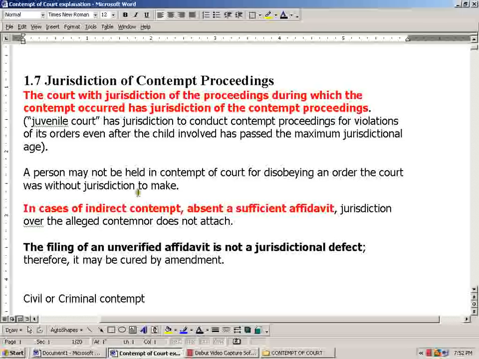In case of indirect contempt, absent a sufficient affidavit, jurisdiction over the alleged contemptor does not attach. And this is the important one. In cases of indirect contempt, absent a sufficient affidavit, which means you put in an affidavit about the contempt, then jurisdiction over the alleged contemptor does not attach. The filing of an unverified affidavit is not a jurisdictional defect. Therefore, it may be cured by amendment, which is swear to it later.